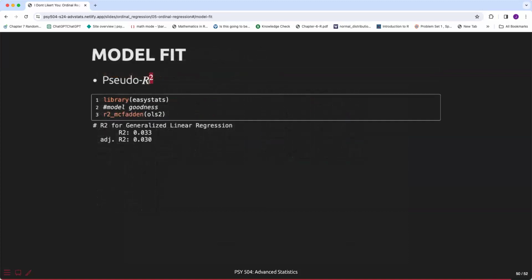In terms of model fit, we can calculate an R-squared to determine how well our model fits. Here I'm just using the McFadden R-squared, and the R-squared is about 0.03, which is pretty small. So it's a poorly fit model for sure.